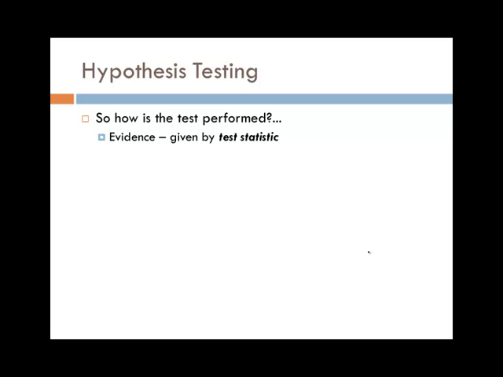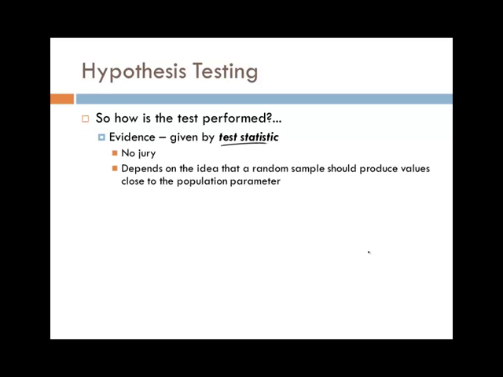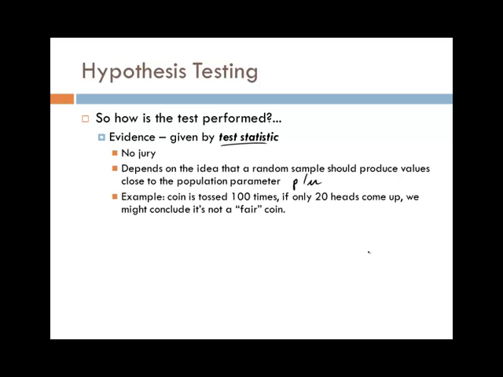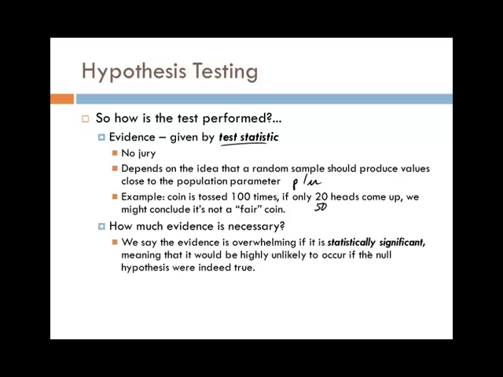All right, so there's a couple of ways to perform the test, one of which is called a test statistic. There's no jury, but the evidence depends on the idea that a random sample should produce values close to the population parameter, whether it's p or mu. So toss a coin 100 times. If only 20 heads come up, we might conclude that it's not a fair coin because it should be closer to 50. Not exactly 50 necessarily, but closer. How much evidence is necessary? Good question. We say that the evidence is overwhelming if it is statistically significant, meaning that it would be highly unlikely to occur if the null hypothesis were indeed true.